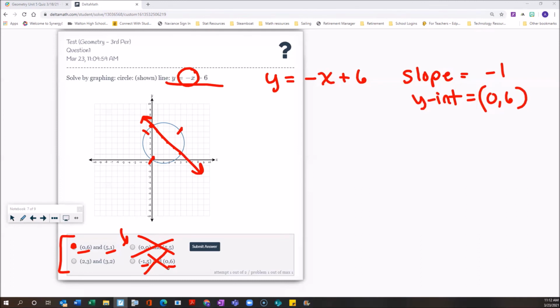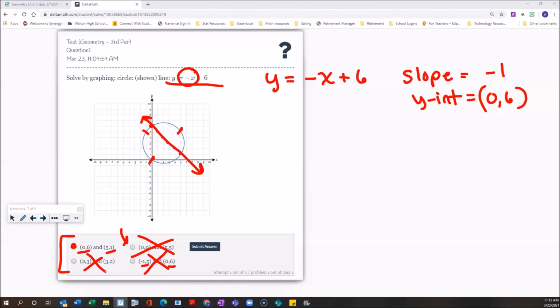And 2, 3, that's not even on the circle. And 3, 2, that's not even on the circle. So when you have your test on Thursday, it's going to be all multiple choice. You don't have to graph the circle perfectly, but if you can sketch it out, sometimes the points you're given won't even be in the same quadrant as the circle. So just rule that out. Okay.